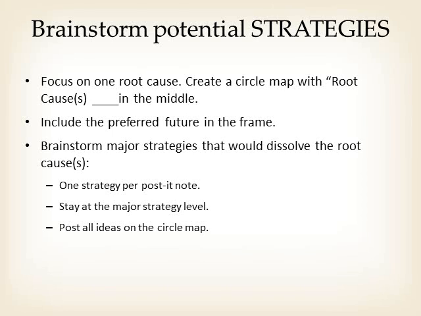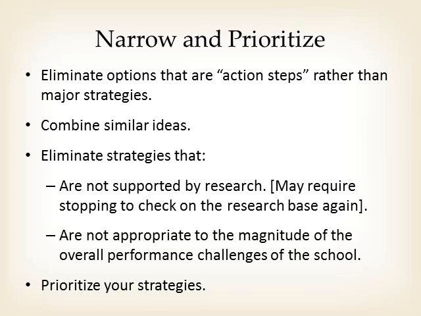Stay at the major strategy level. Make sure that all the ideas are on the map. The next step is to prioritize. This includes eliminating some strategies and then selecting the most promising. First, eliminate options that are actually action steps rather than a major strategy, and combine similar strategies.